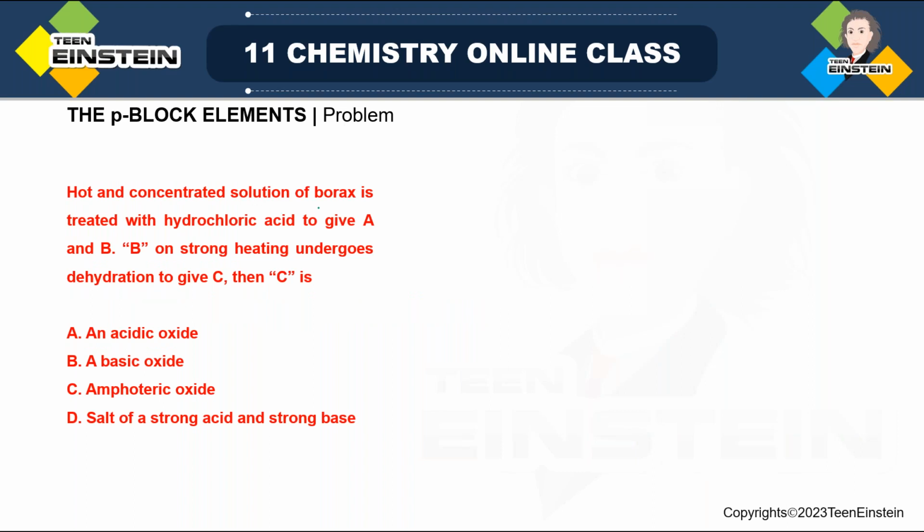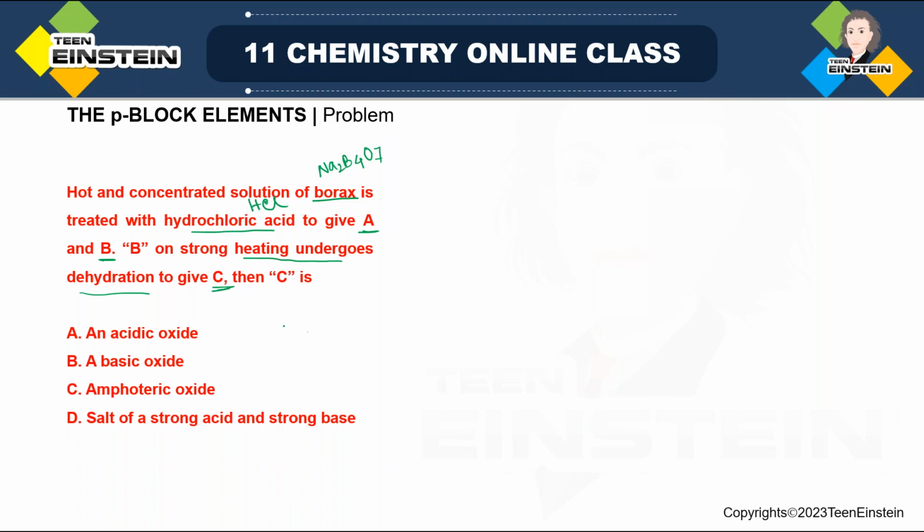Hot and concentrated solution of borax, Na2B4O7. Hot and concentrated solution, that is water solution. You are treating it with HCl. There is formation of A, there is formation of B. Now among A and B, B when heated strongly, there is dehydration. And after dehydration of B, we are getting C.